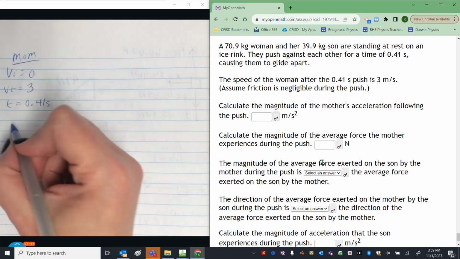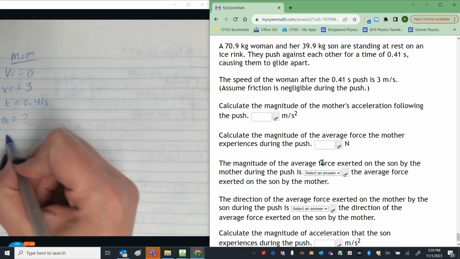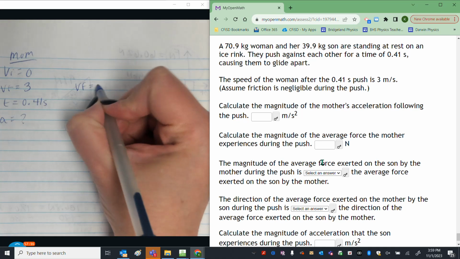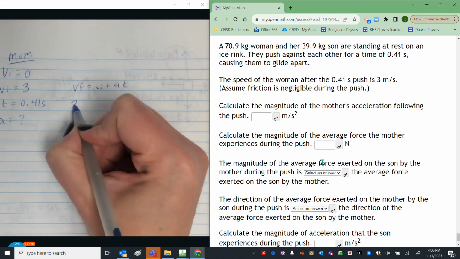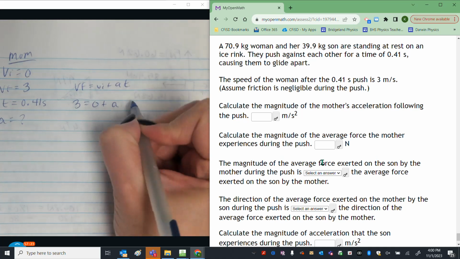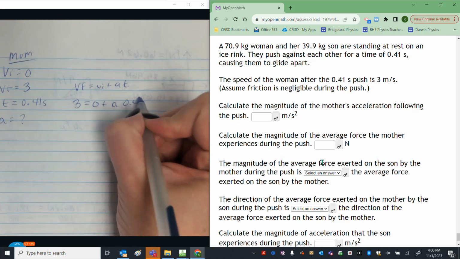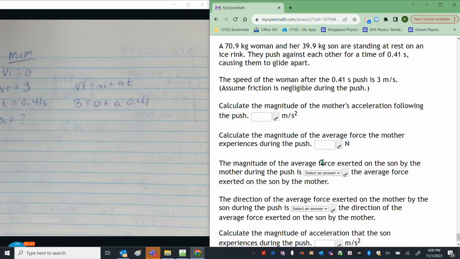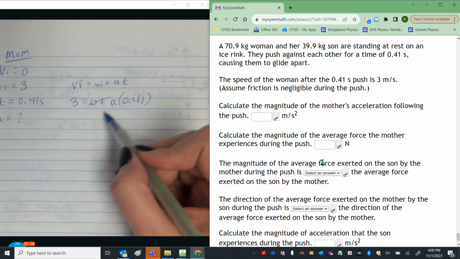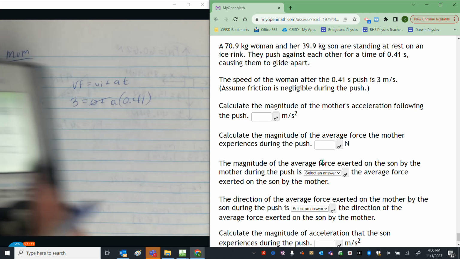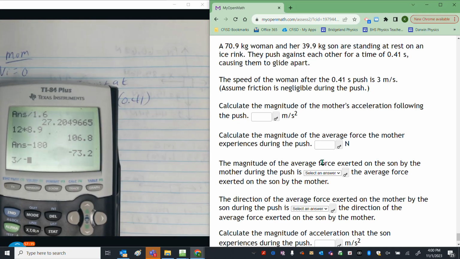I know that I have this equation, vf equals vi plus a times t. And if I plug in, that's 3 equals 0 plus a times 0.41. The 0 of course goes away. I divide both sides by 0.41. 3 divided by 0.41 is equal to 7.32.